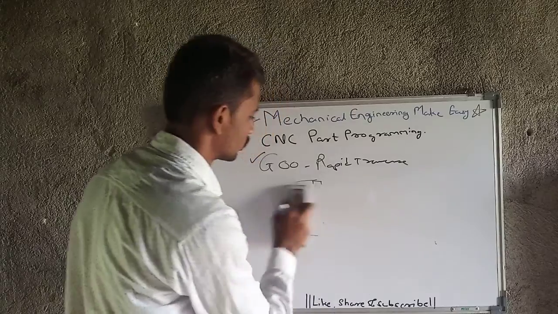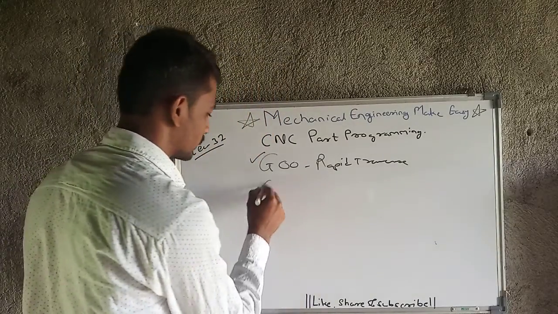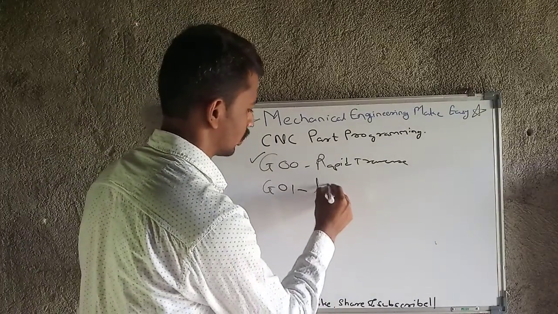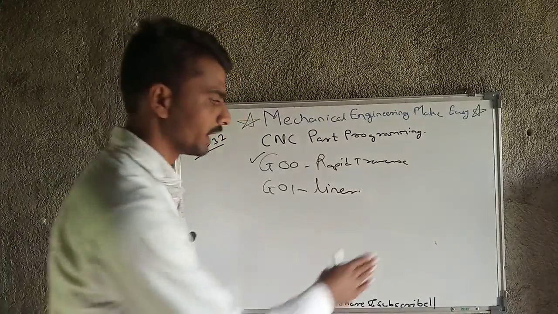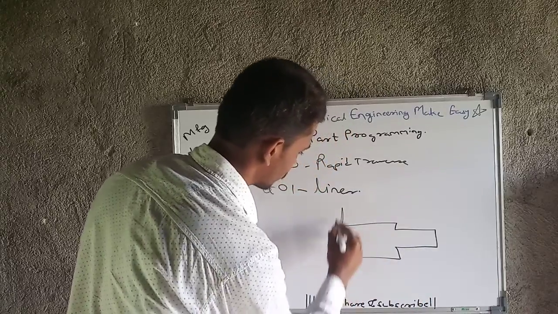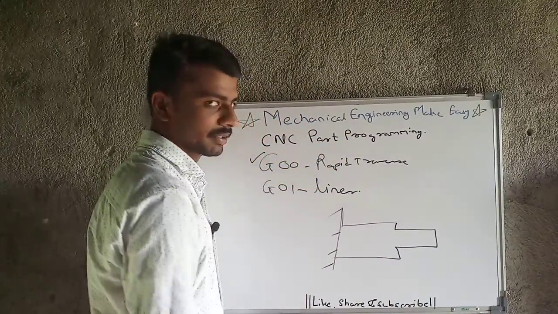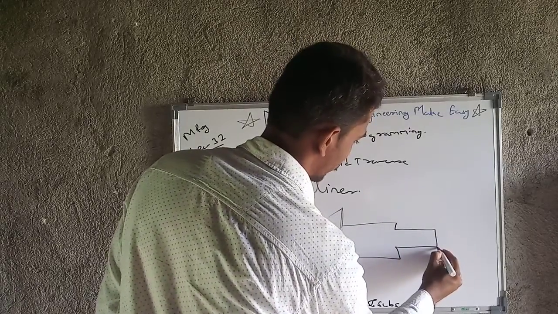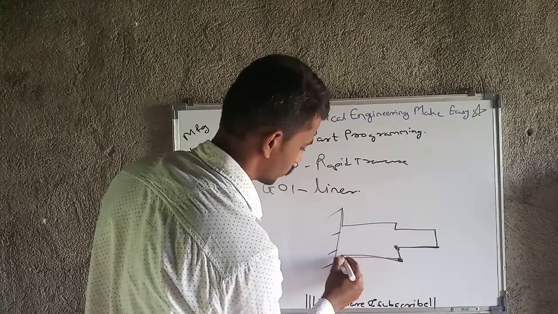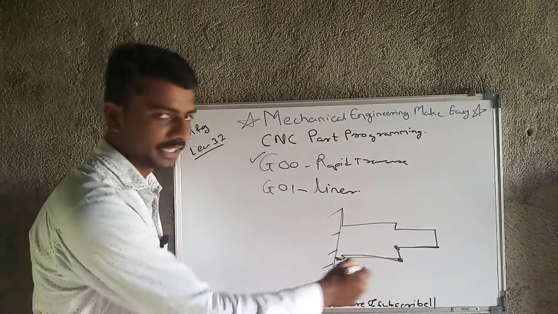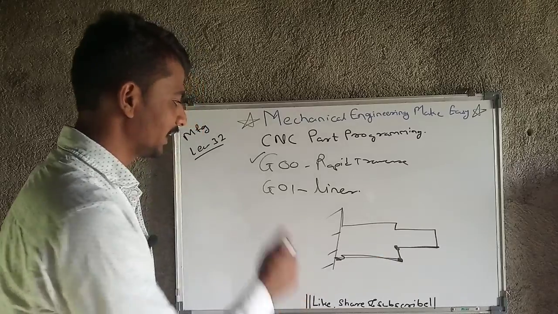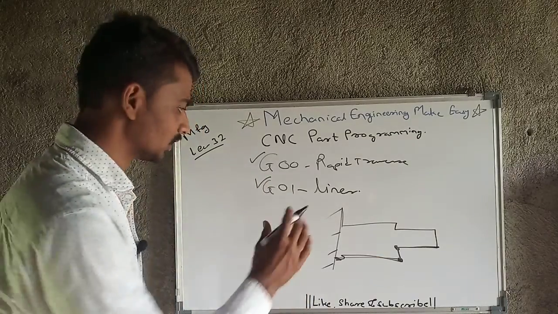Then the next code is G01, and G01 is used for linear interpolation. Linear interpolation means linear movement. For example, this is the job and here the chuck is there. If we have to move the tool from this point to this point, then this point to this point, and this point to this point, these are all straight lines. If the operation is a straight line, then G01 will be used.